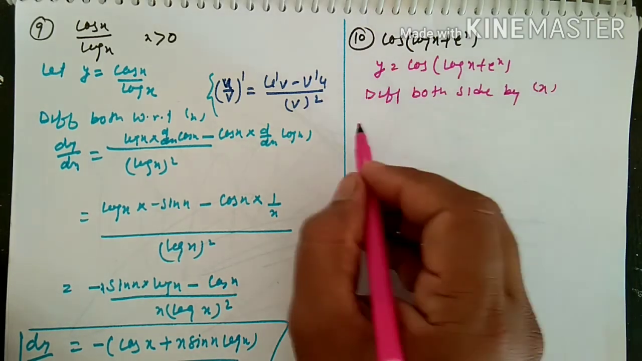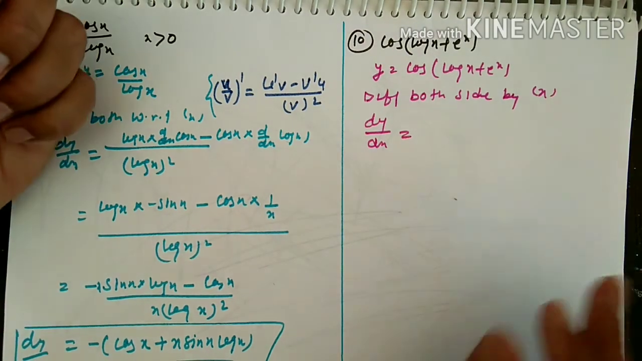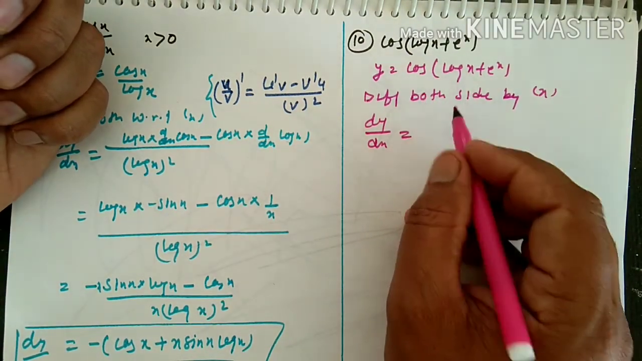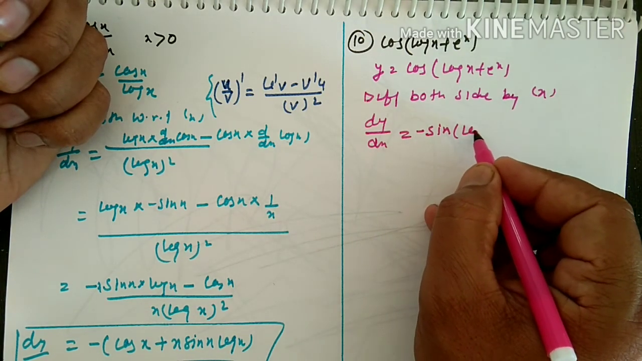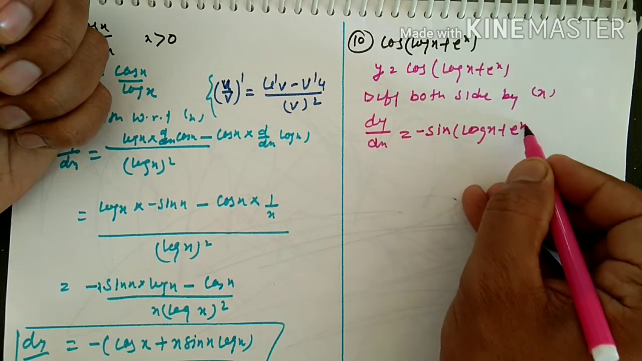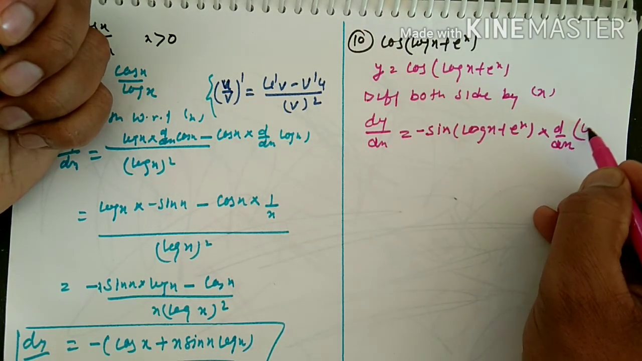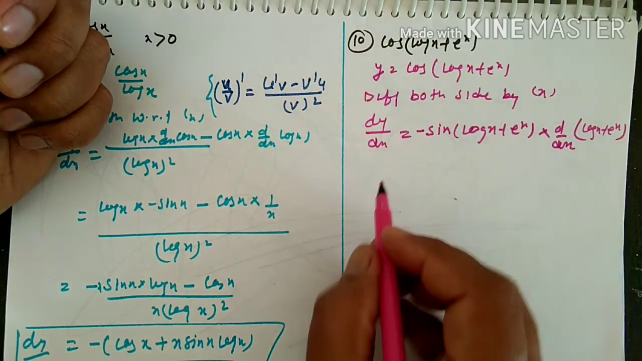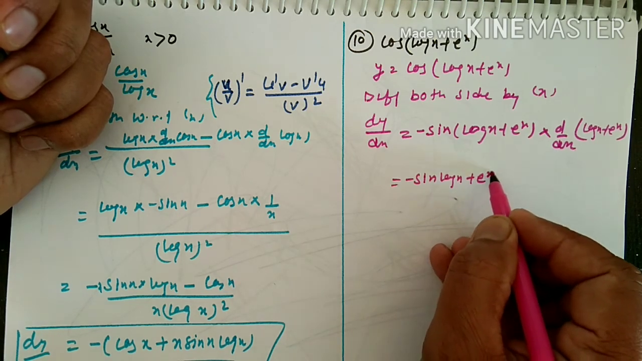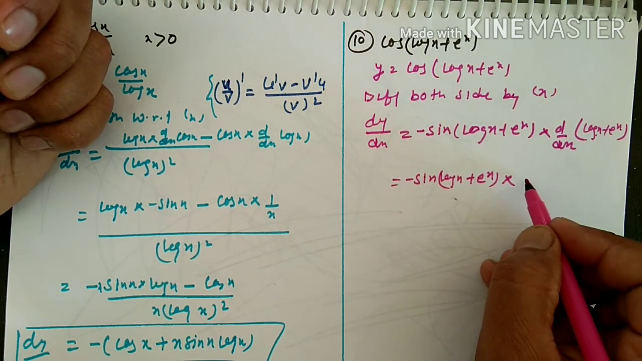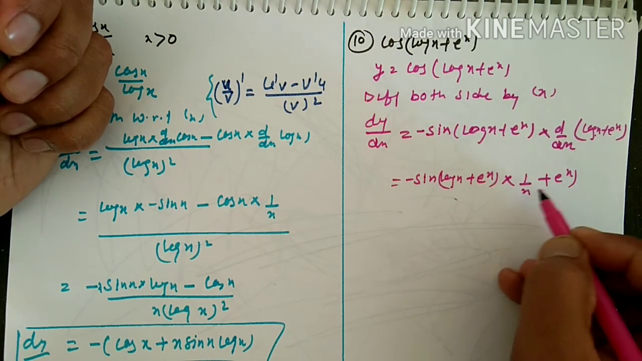So dy upon dx is equal to the differentiation of cos. The differentiation of cos is minus sin of log x plus e to the power x again, and differentiation of the argument, so log x plus e to the power x. So minus sin of log x plus e to the power x into the differentiation of log x, which is 1 upon x, plus the differentiation of e to the power x, which remains e to the power x.